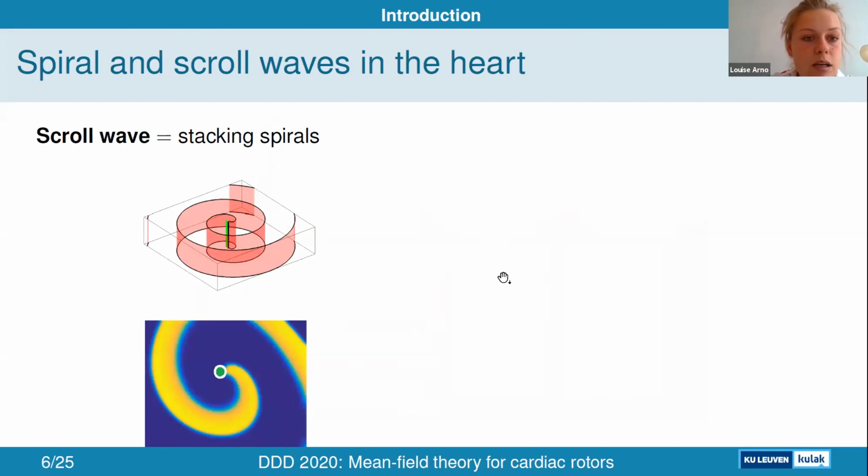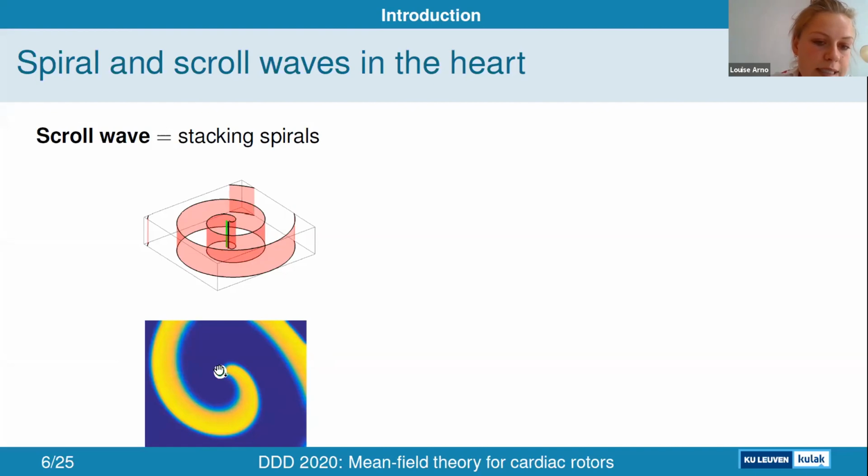But what are these cardiac rotors? Well, our heart is a 3-dimensional object, so we need some kind of 3-dimensional cardiac rotor, and this we call a scroll wave. These scroll waves are basically stackings of spiral waves. When we take one slice of such a scroll wave, we get one spiral wave. And looking at these spiral waves, we see that they rotate around one point over here.